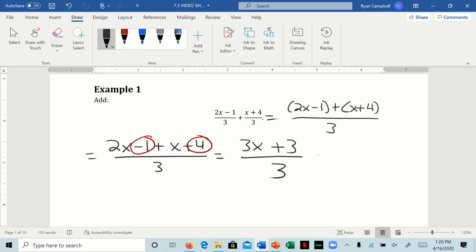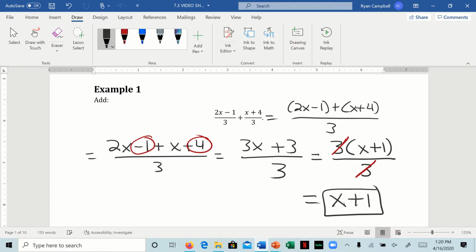So now we got to factor. Is there anything in common with the top? Well, yeah, we see that there's a 3 in common with the top. So if we take out a 3, we're left with x plus 1 over 3. So now we have multiplication on the top and on the bottom, right? So now we can divide out that 3 to get a final answer of x plus 1.